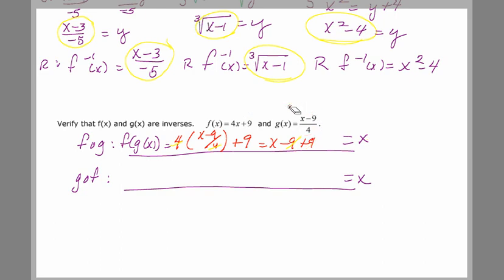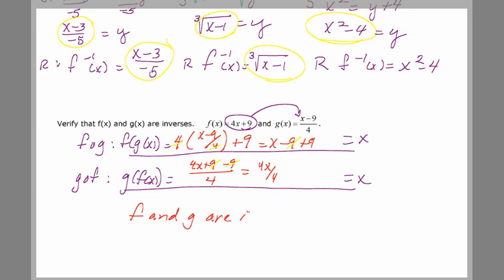Let's do the same thing in the other direction. Let's do g of f of x, which means we're taking the f function and putting it inside the g function. Well, that's going to give me 4x plus 9 minus 9, all over 4. The first thing canceling are my 9's. I'm left with 4x over 4, which, yes, indeed, gives me x. So because both of those results are x, we can conclude that f and g are inverses.